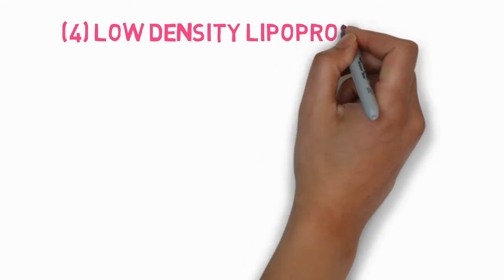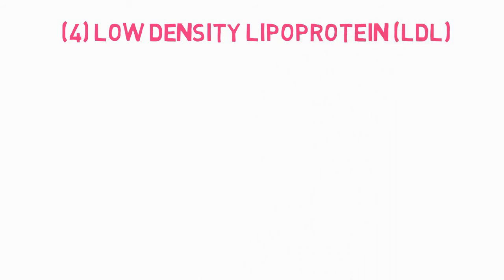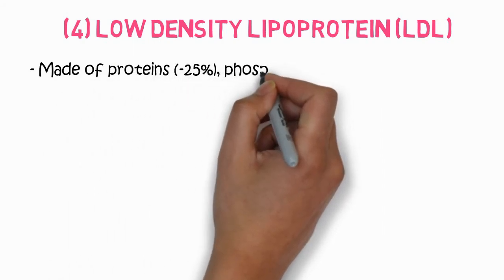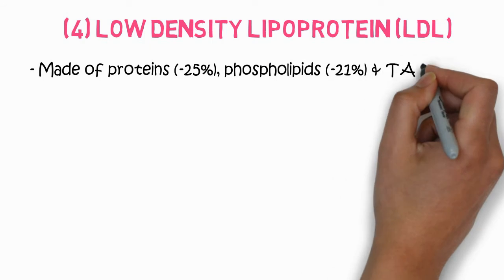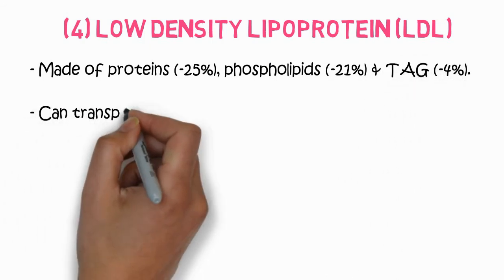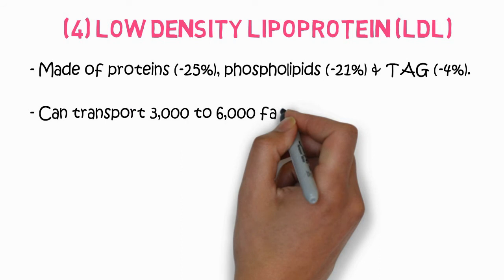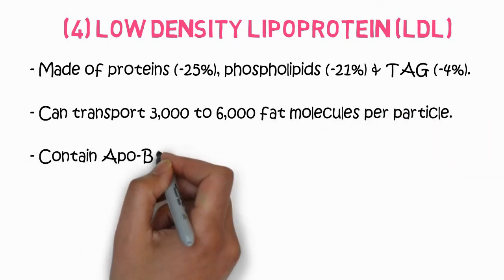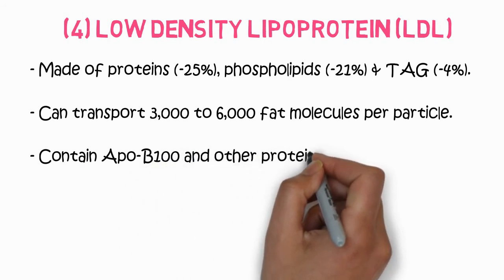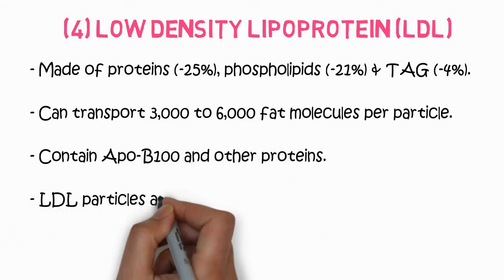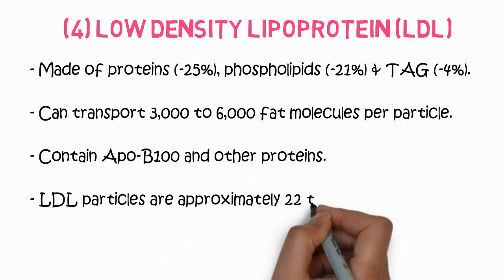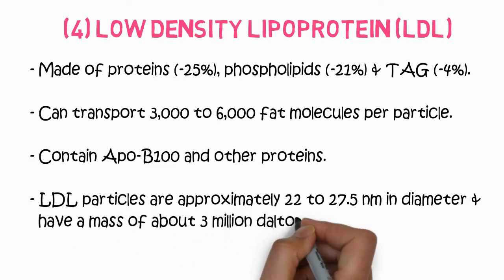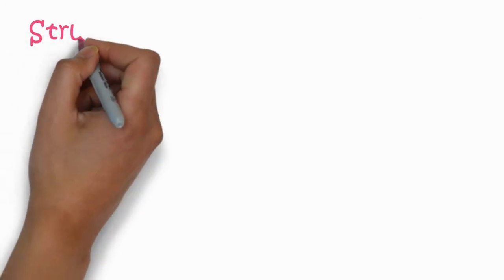The fourth class is low density lipoprotein, or LDL. This is a very well-known type of the lipoprotein. It is made of about 25% protein, 21% phospholipids, and about 4% triacylglycerol. They can transport 300 to 600 fat molecules per particle. They contain ApoB100 and other proteins. LDL particles are approximately 22 to 27.5 nanometer in diameter and have a mass of about 3 million daltons.